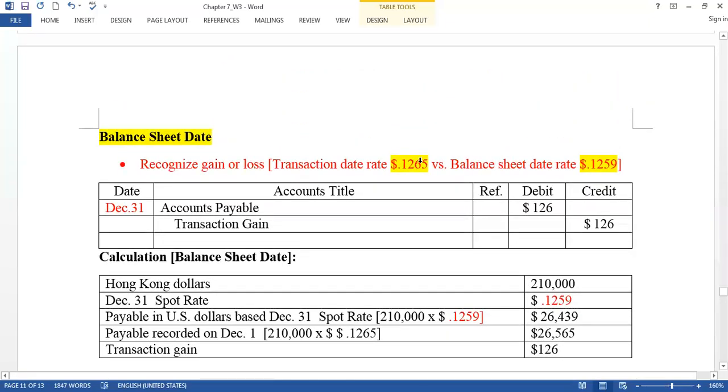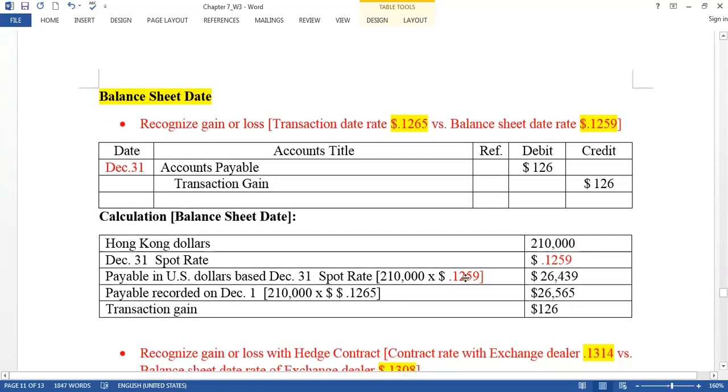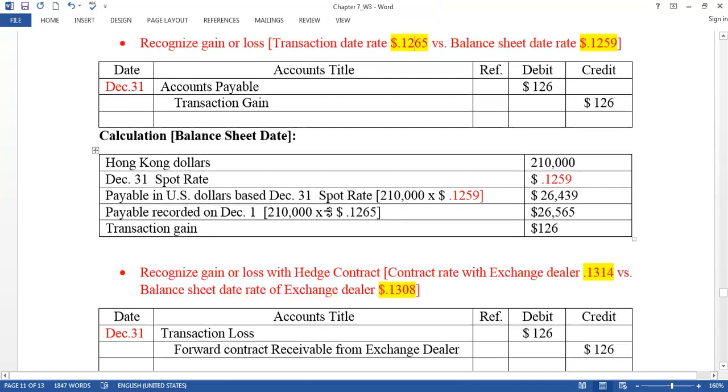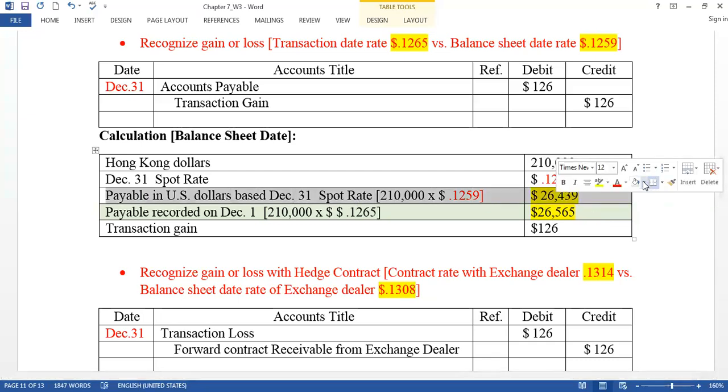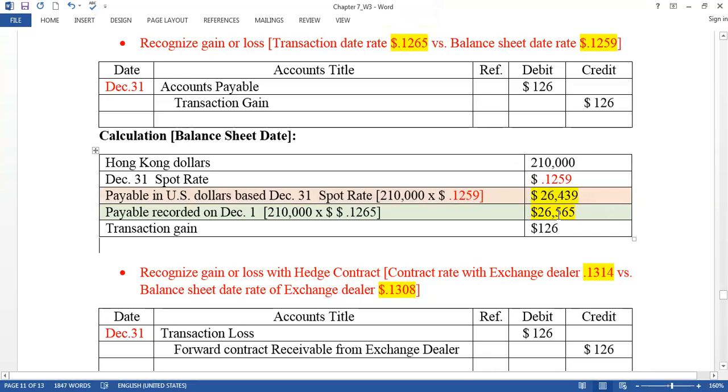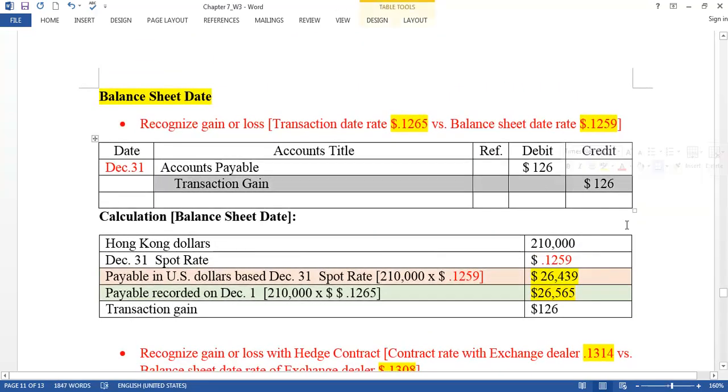So now we compare our gain or loss. Look at here. This is the transaction date rate, and this is the balance sheet date rate. According to the transaction date rate, this is our liability, but the balance sheet date says this is your liability. Our liability is different according to the balance sheet rate, so we have a gain. Gain is credit. Why is it a gain? Because we no longer need to pay this money to the accounts payable. So accounts payable debit and transaction gain credit.